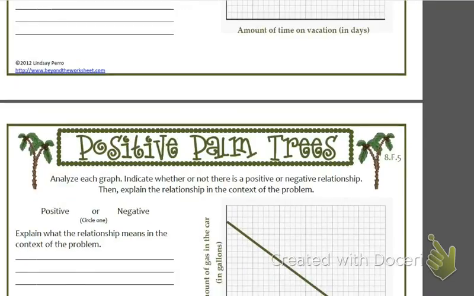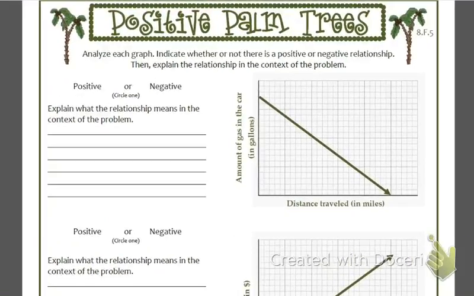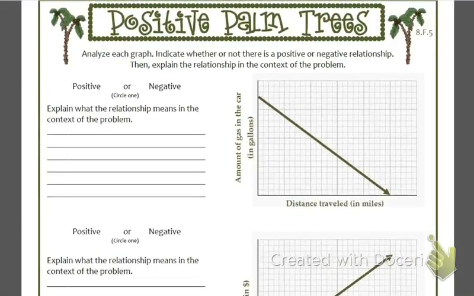We're analyzing, and on this one, we have to explain what the relationship means in the context of the problem. So, first off, take a look at it. Is it positive or is it negative? I hope you're saying negative because it's going down from left to right. Now, in the context of the problem, this is where we need to look at the amount of gas and the distance traveled. We've already done one like this, right? So in the context of the problem, you can talk about it 2 ways.